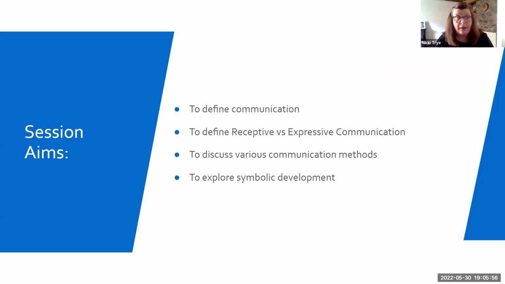I always find receptive communication quite tricky to assess, especially with our young people with severe learning difficulties. So I'm going to try to include a little bit of information around that. We're also going to look at some different communication methods that I would have used in my teaching over the years. And then I want to finish by looking at symbolic development, just because I've got a couple of questions and statements for us to discuss at the end. So I'll be keen for your point of view, if that's all right.